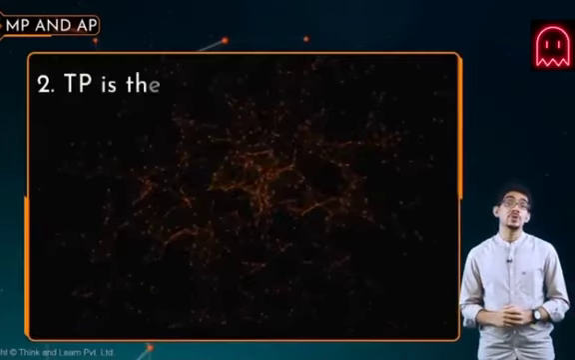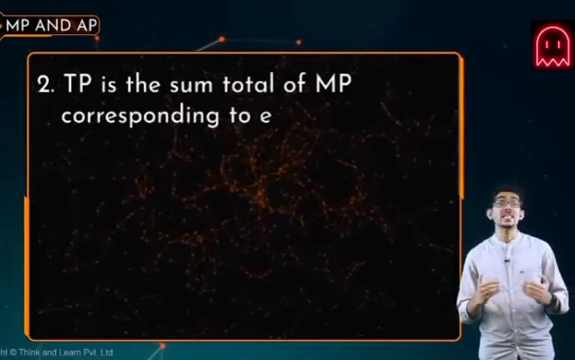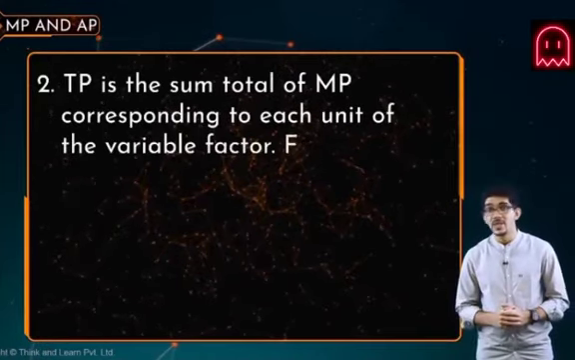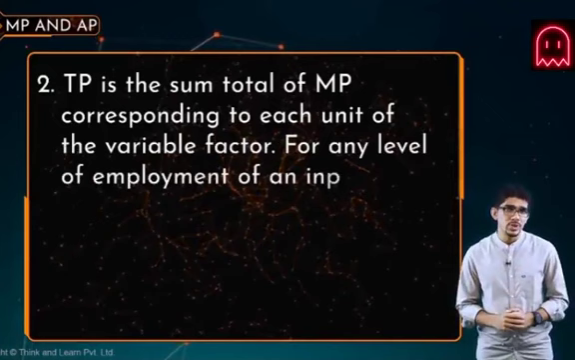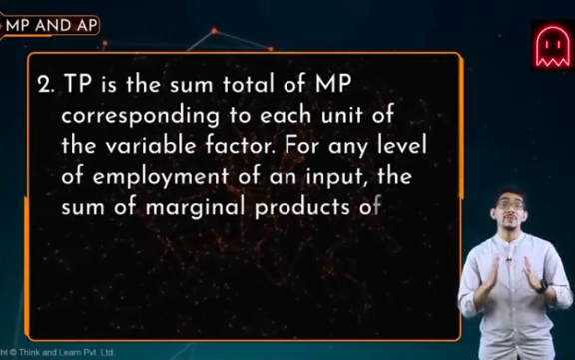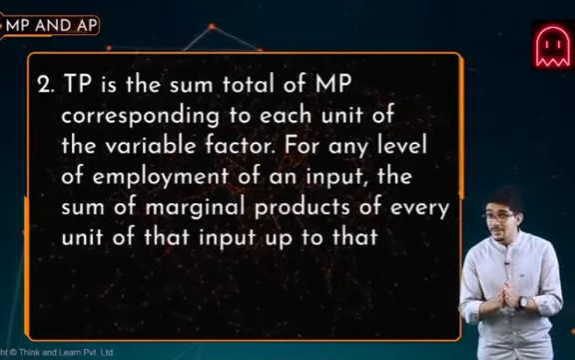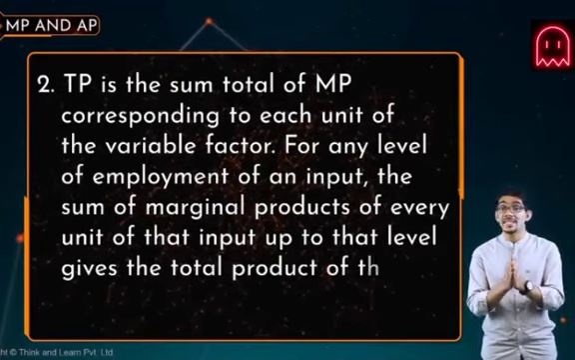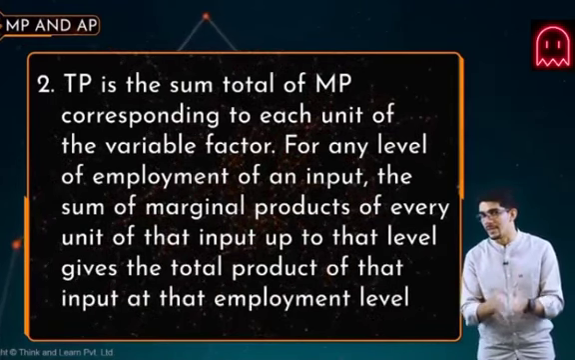TP is the sum total of MP corresponding to each unit of the variable factor. For any level of employment of an input, the sum of marginal products of every unit of that input up to that level gives the total product of that input at that employment level.